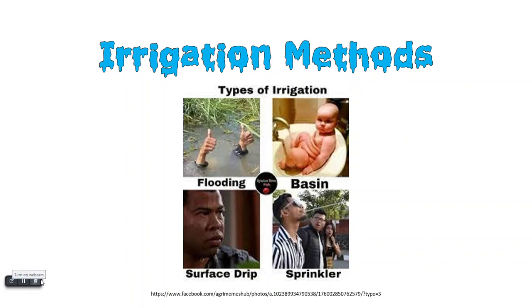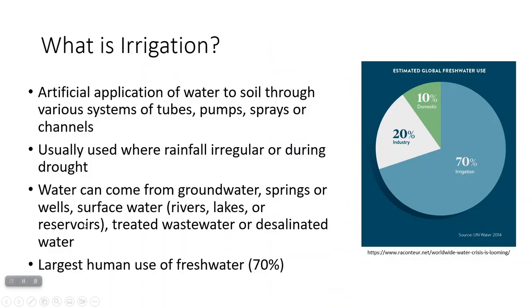Okie dokie. Let's talk about how to irrigate. So, you are growing crops, you're farming, but you're going to need to add some water a lot of times. So, what is irrigation? You're artificially applying water to the soil. You can use a number of things.